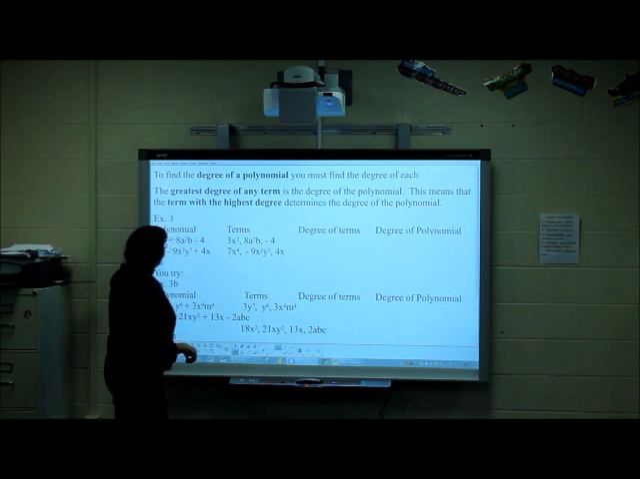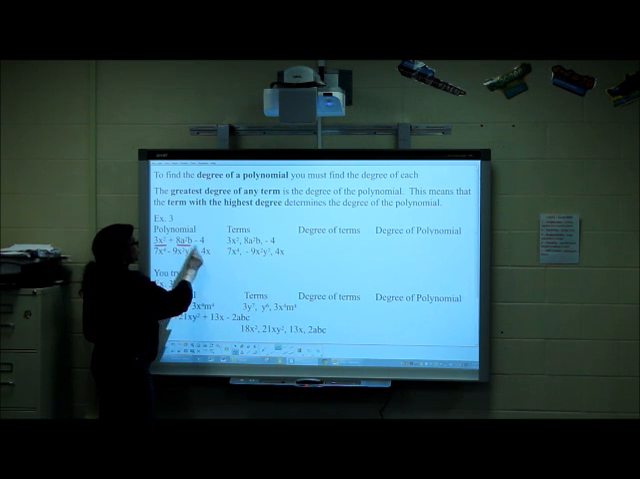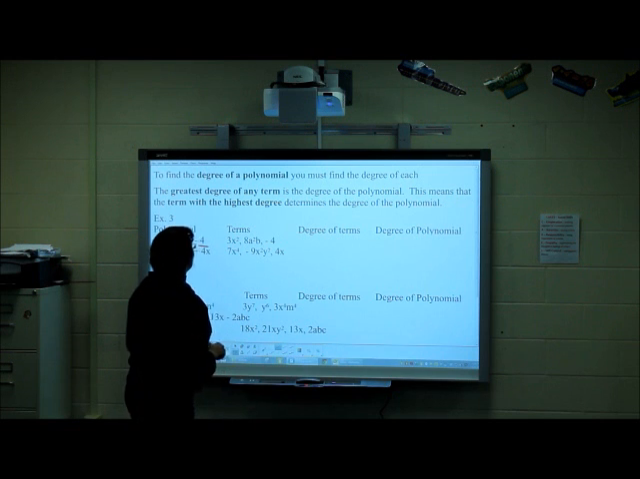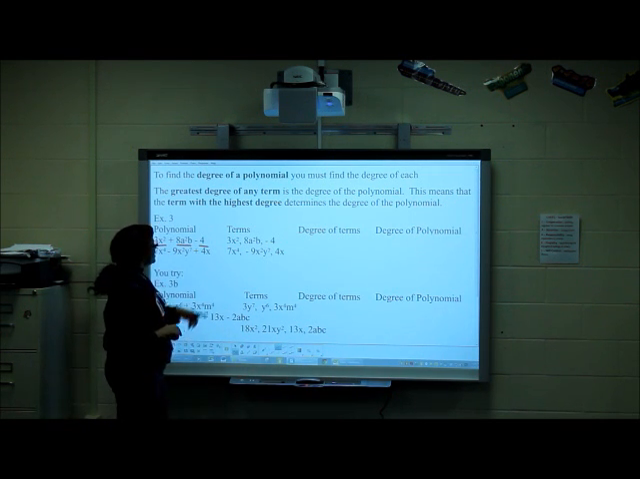So if I have in my polynomial 3 terms or 4 terms or 5 terms, let's figure out each one of those degrees, and whichever one's the highest, that's going to be the degree for the polynomial. So let's look at this first one. 3x squared plus 8a squared b minus 4.